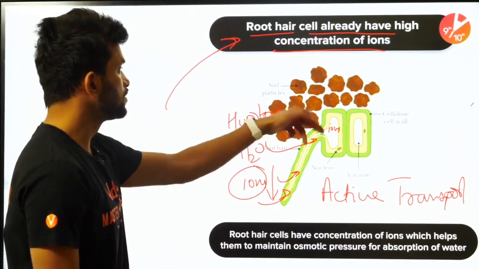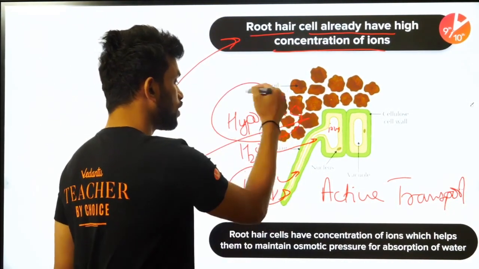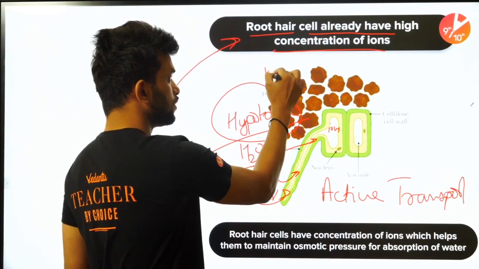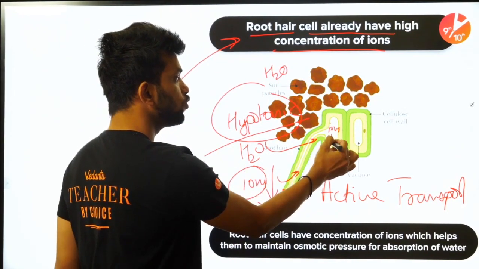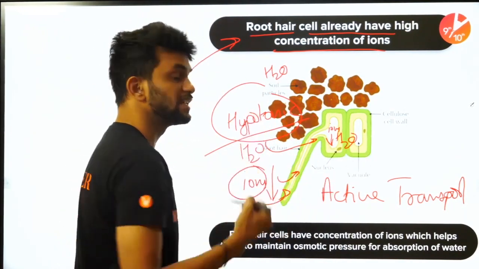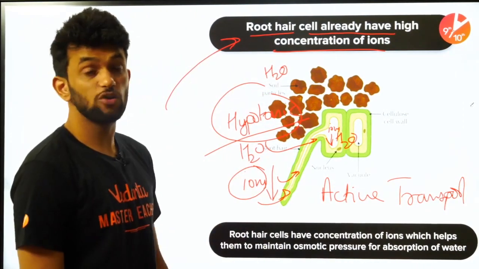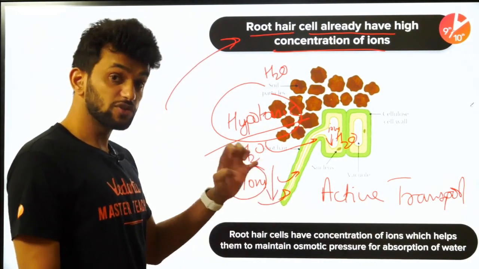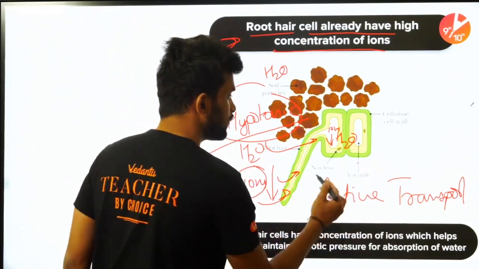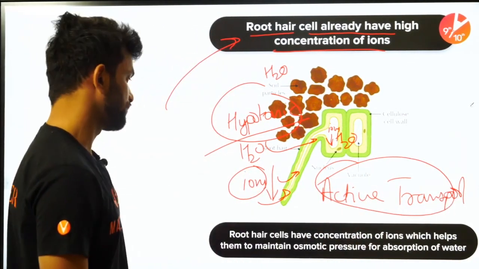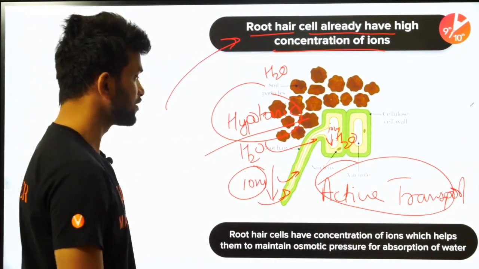I hope you're understanding. Between the soil particles, see, water will go. High concentration of ions means low water. So water will definitely go. But minerals also need to be absorbed. They travel with the help of active transport. Very good. Are you able to understand?